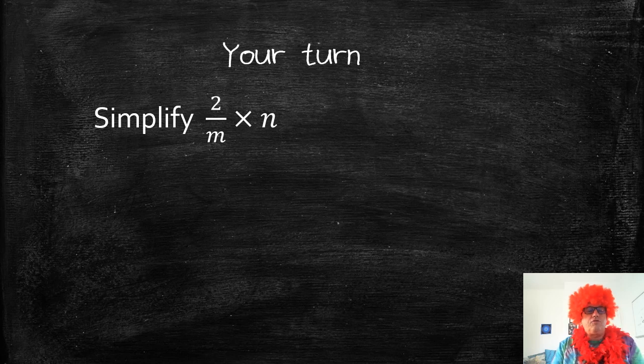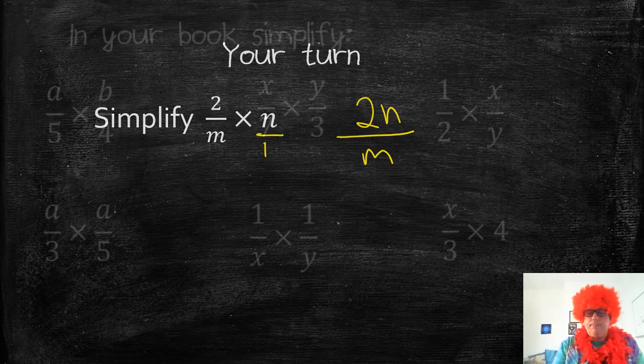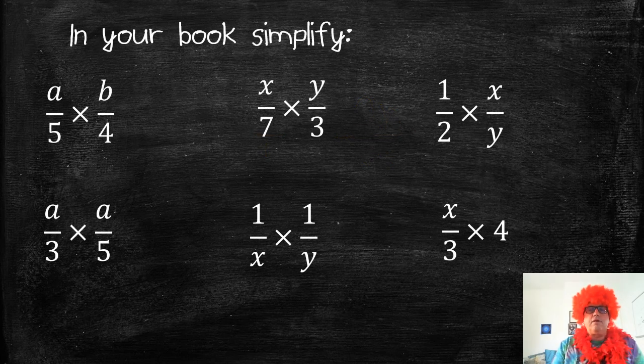Okay, you pause the video and try this one. Okay, remember, n is a fraction. Doesn't look like it, but n is n over 1. So the numerator is 2 times n. And the denominators, m times 1 is m. Okay, pause the video and do these in your book.